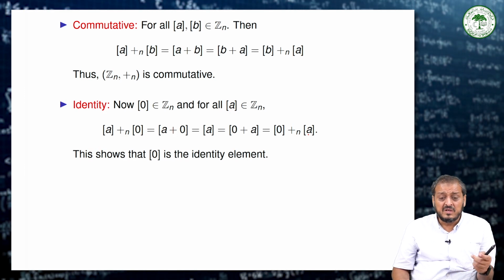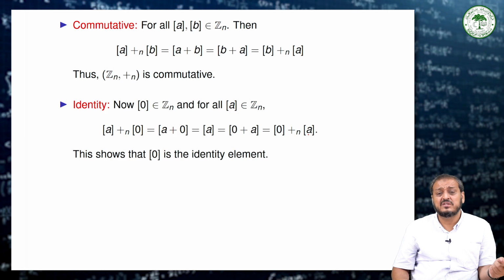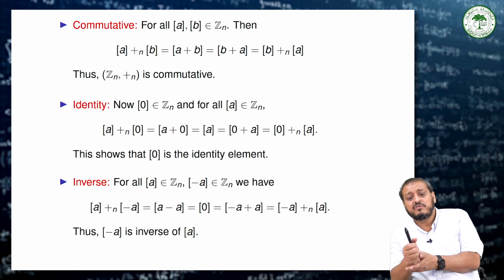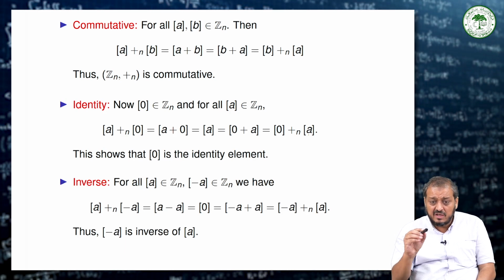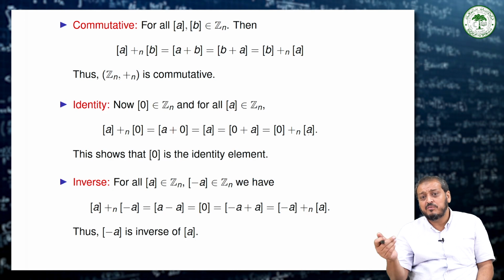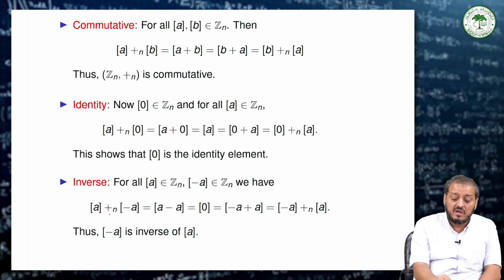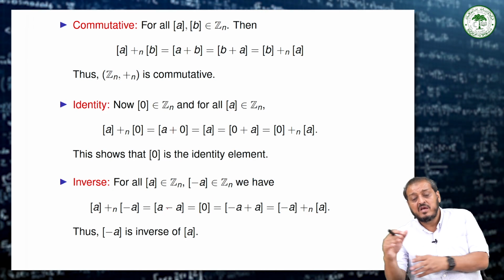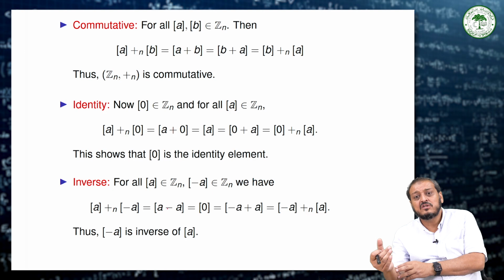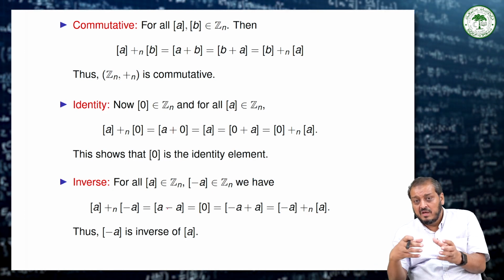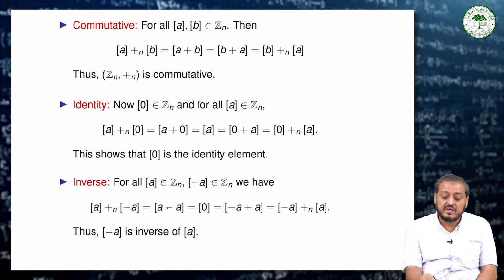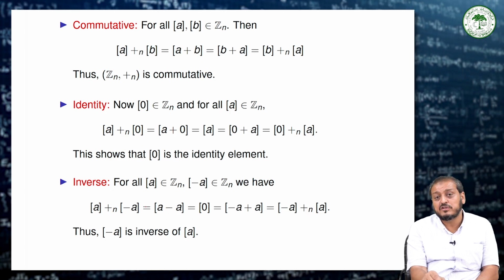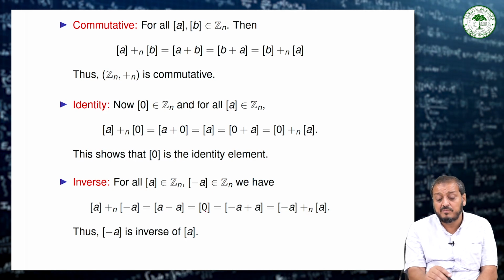Now we have the last property to verify: whether the inverse exists or not. If a is an element of Zn, then the equivalence class of minus a is also an element of Zn. If we take a addition modulo n minus a, this is a minus a, because a is an integer and minus a is also an integer, and integers under addition give 0. So minus a is the inverse of a, giving the identity element 0.